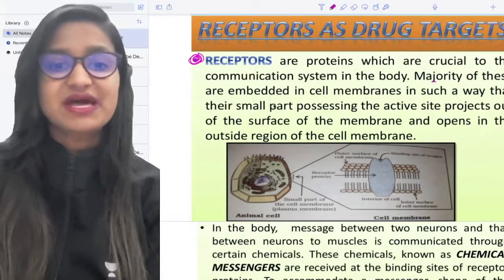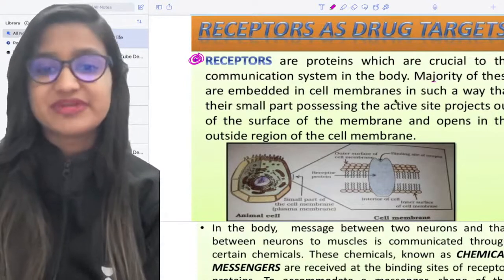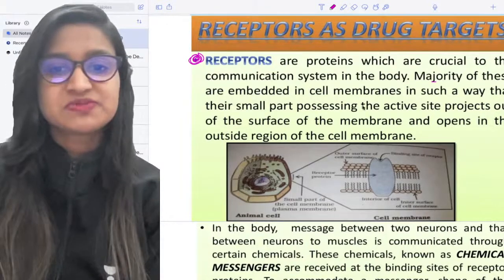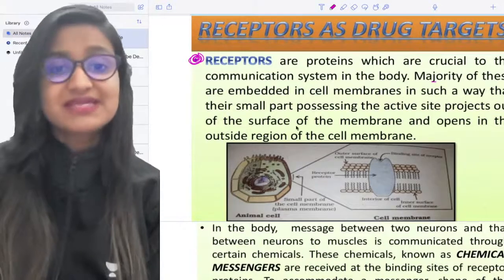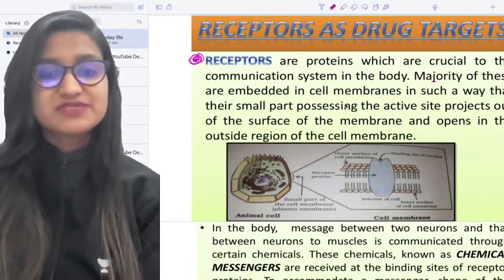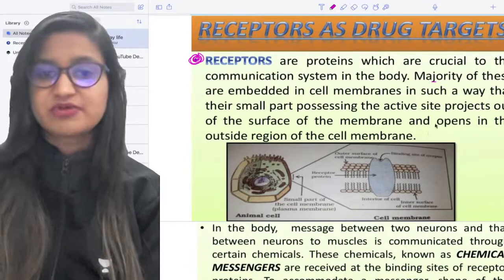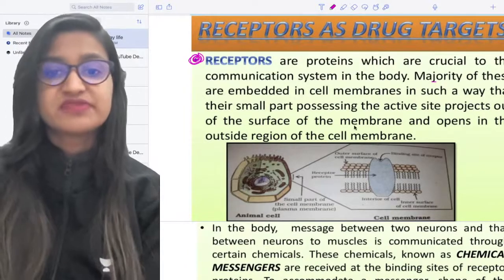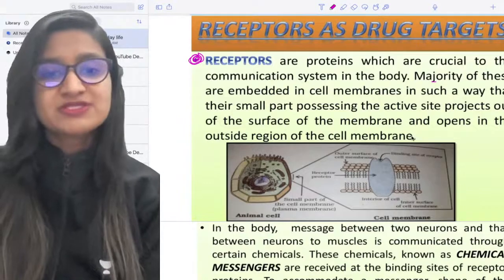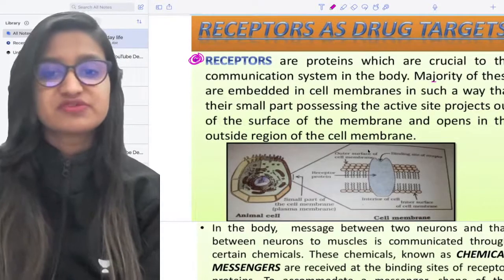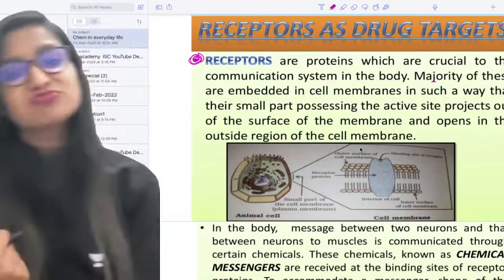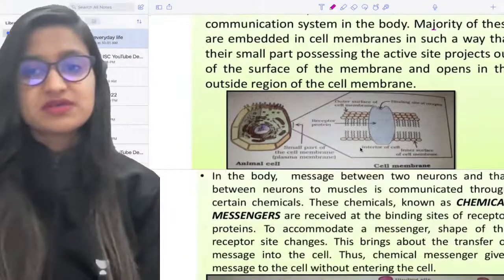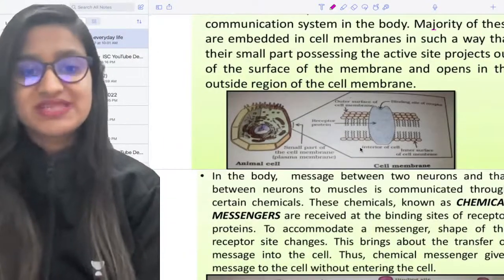Majority of these are embedded in cell membranes. Where are receptors found? In cell membranes, in such a way that their small part possessing the active site projects out of the surface of the membrane and opens in the outside region of the cell membrane. They open at that site. Okay.